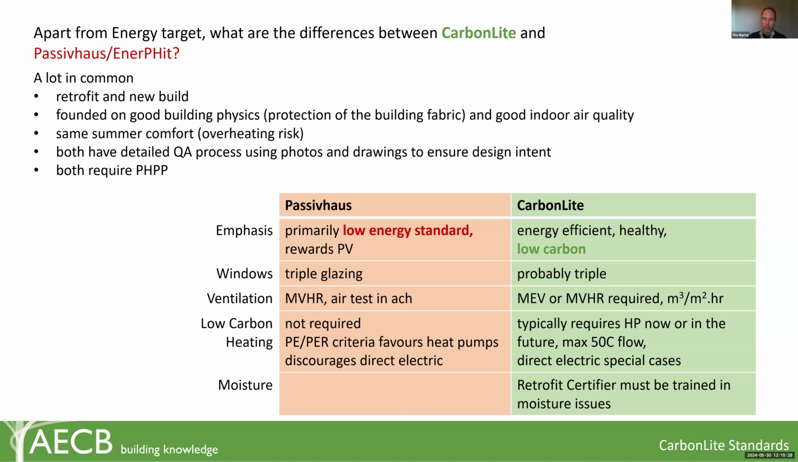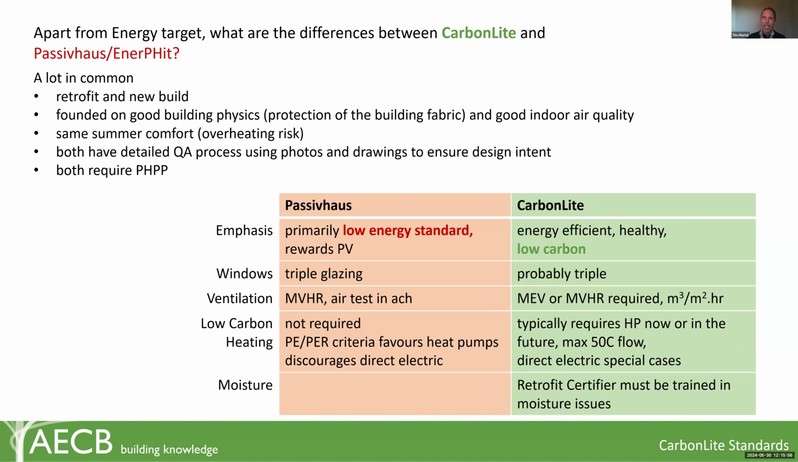Windows for Passivhaus are likely to be triple glazing. They're probably triple glazing for CarbonLite. Ventilation likely to be an MVHR for Passivhaus. It could also be an MEV for CarbonLite. The units are slightly different, the way we measure them. In CarbonLite, our standard is in air permeability, which is the UK standard.